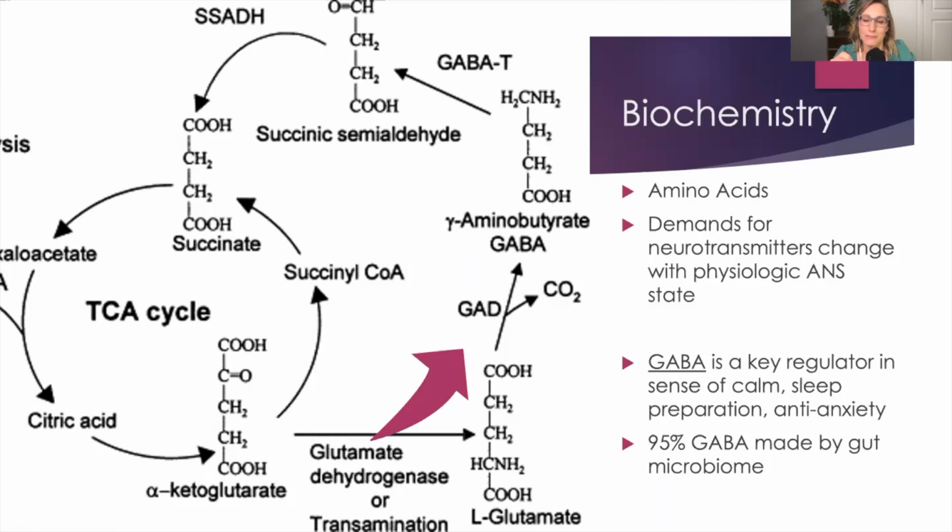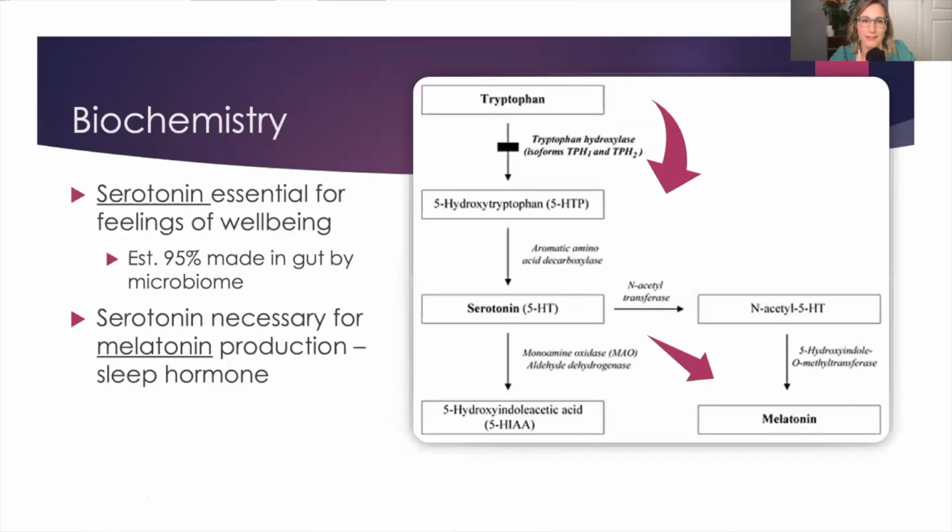And again, I bring it up because it's the precursor, the cofactor to GABA. And so glutamate is also part of the cellular structure to, again, the tight junctions and the integrity of the gut wall. So L-glutamate, GABA. And then serotonin. So serotonin comes from the amino acid tryptophan.